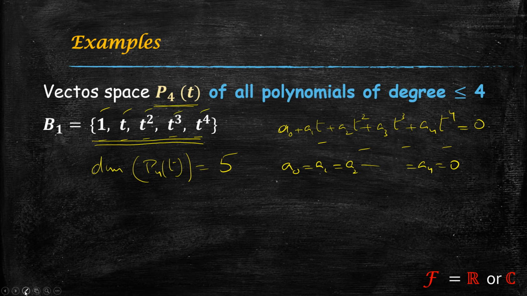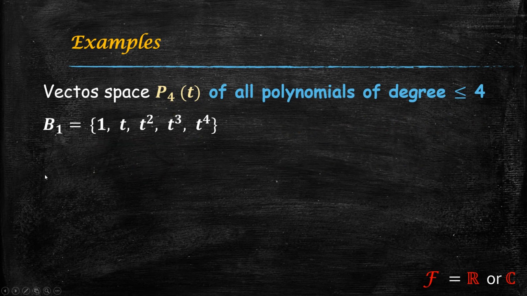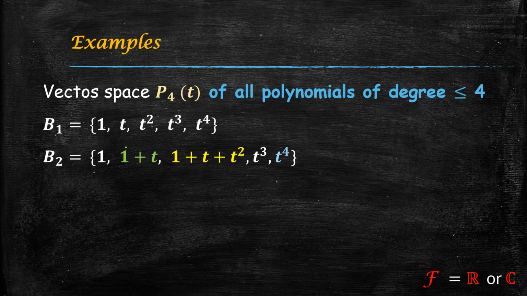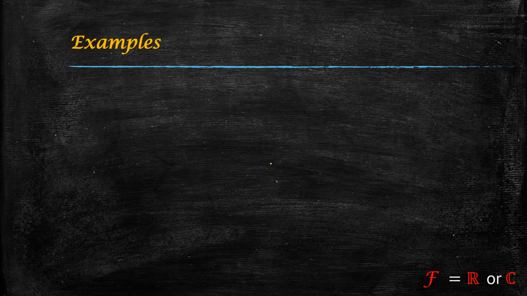Another basis of P4(t) is B2: 1, 1 plus t, 1 plus t plus t square, t cube, t to the power 4. This set is also linearly independent, and every element of P4(t) can be written as a linear combination of basis 2. Let us move to another example.